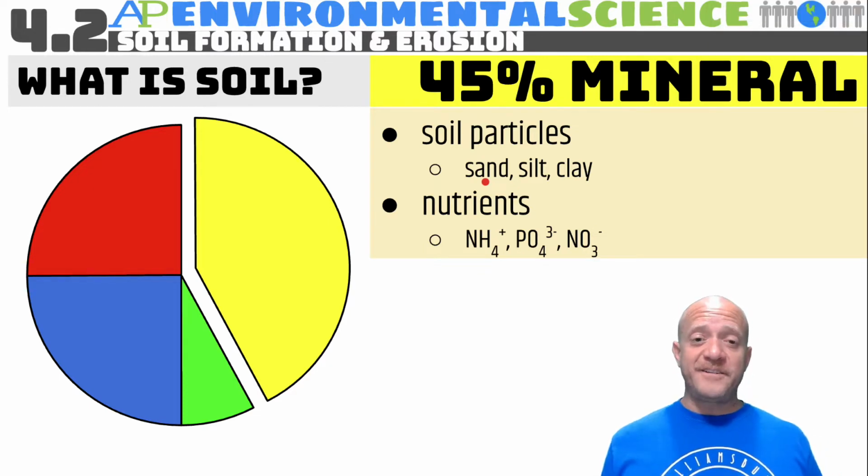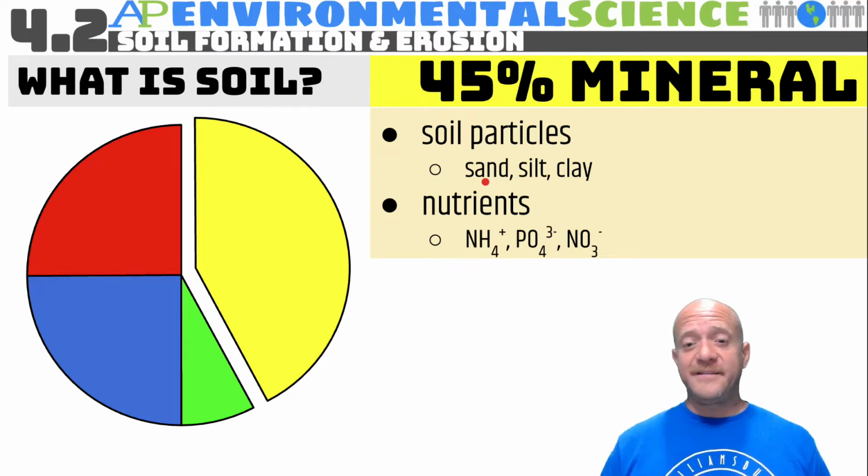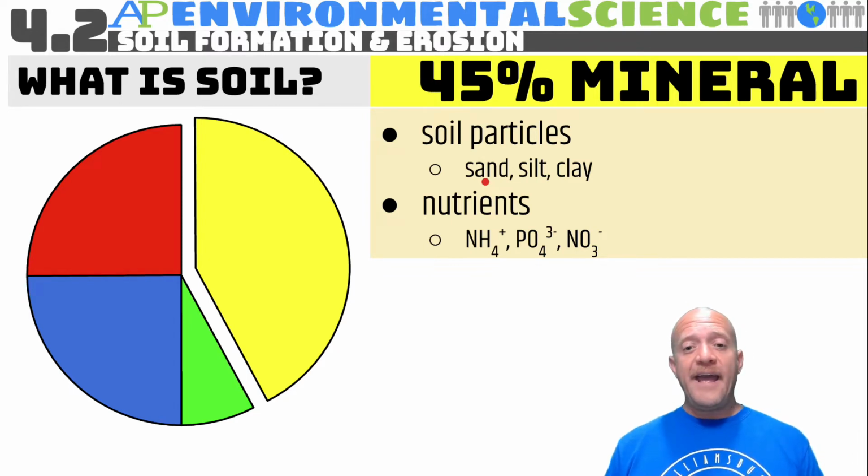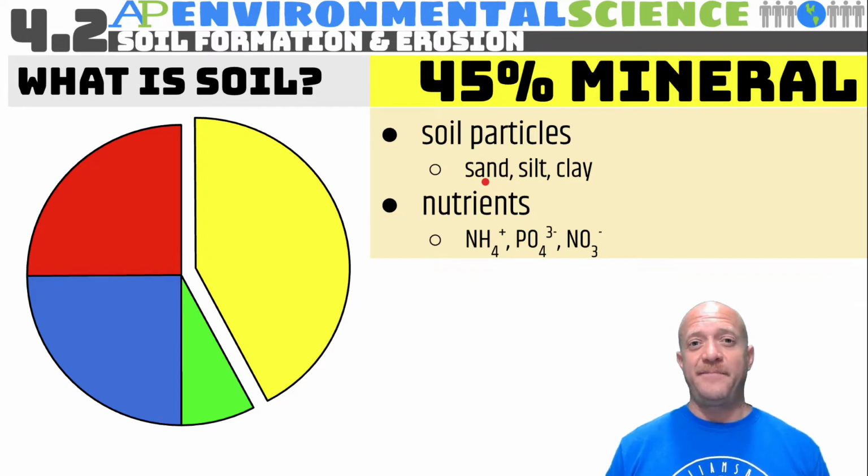Okay, and 45% of the soil is the mineral components. And the mineral components are typically the soil particles, which can be sand, silt, or clay. And they're the same basic type of particle, they're just different sizes, and we will talk about those in video 4.3. But also we have nutrients present in the soil. Ammonium, NH4, we have phosphates, PO4, and nitrate, NO3, and these little symbols represent the charges. There's a -3 charge on the phosphate.